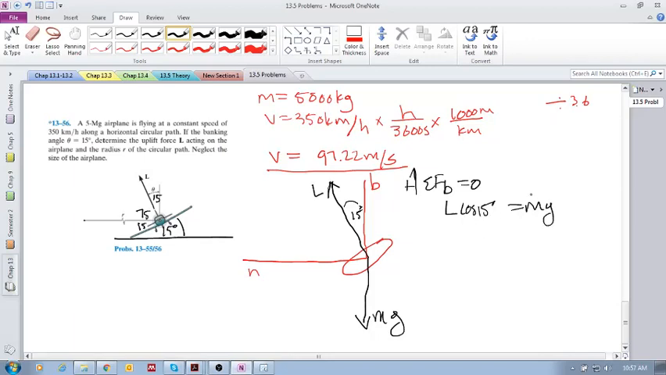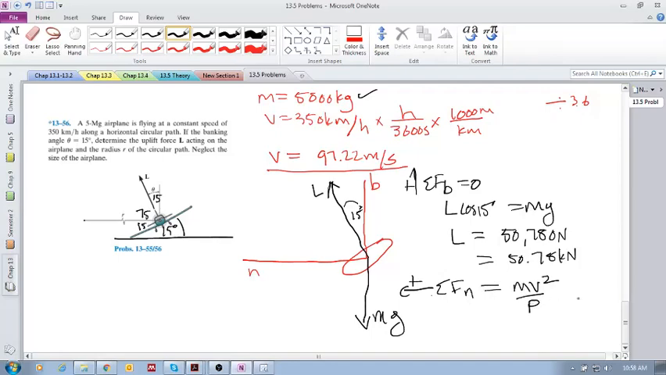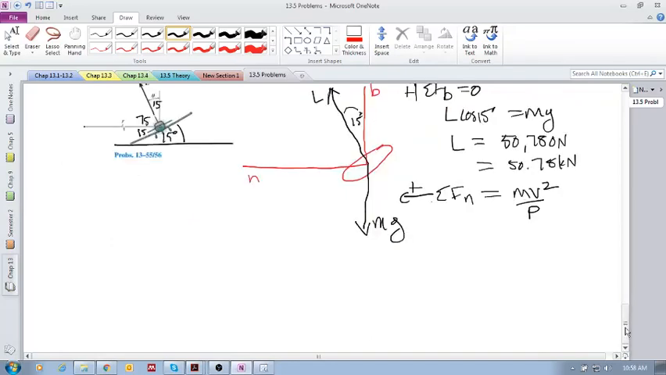The mass there is 5,000, and gravity is 9.81. If you solve for L, you get 50,780 Newton, or 50.78 kilonewton. So we've done that, we've solved L. Great. Now we want to solve for the radius of curvature. The sum of the forces in the normal direction is mass times velocity squared over the radius. That's what we're trying to find.